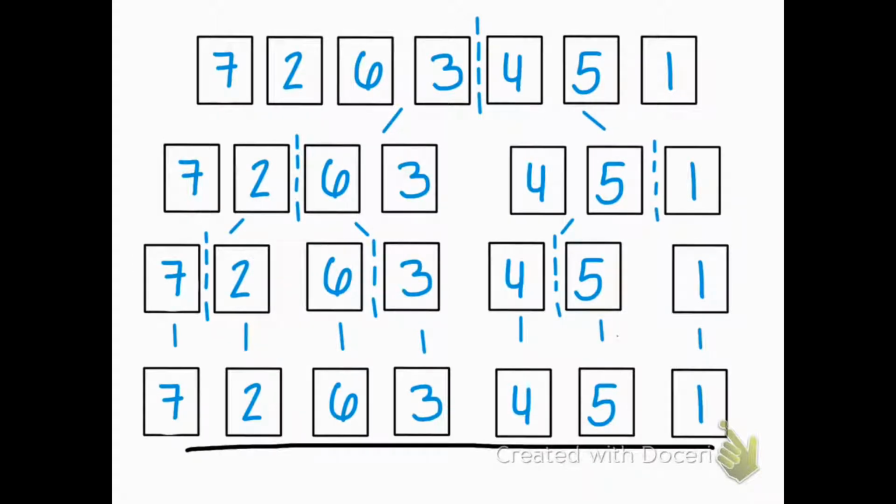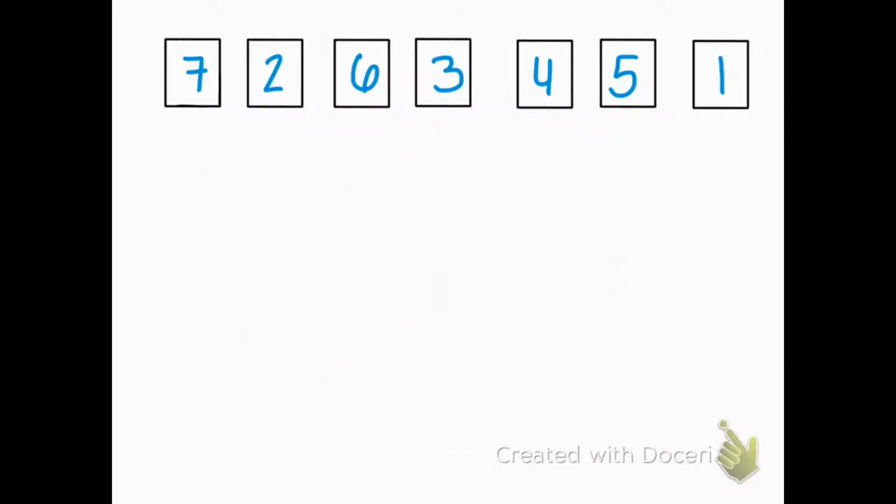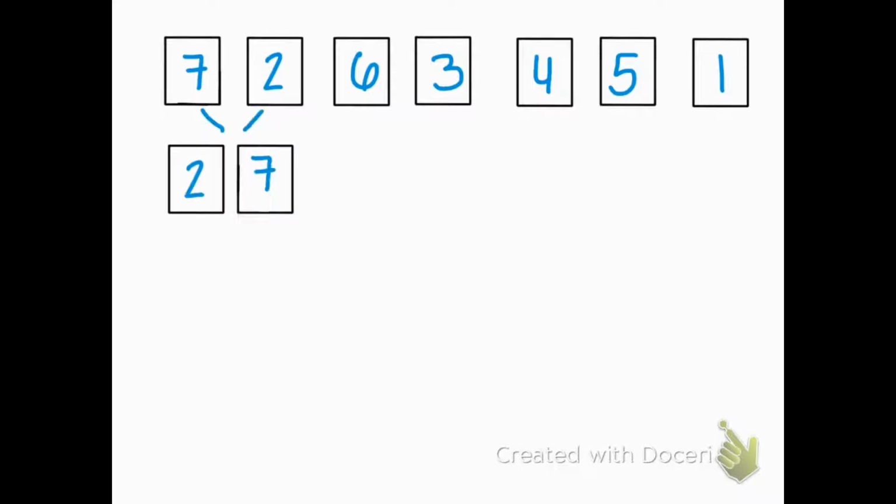We can begin comparing the lists now. Each list is compared to the list right next to it. So I just moved the cards to the top of the page so there's space to show the whole merging process. So let's start. Is 7 less than 2? No. So these need to be switched. Now they're in the right order and we merge them into one list.